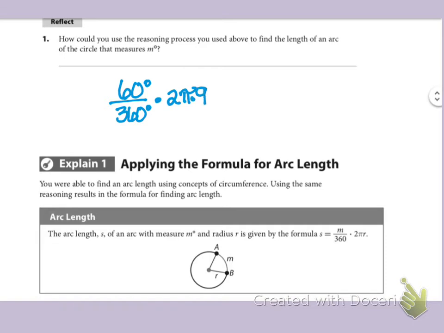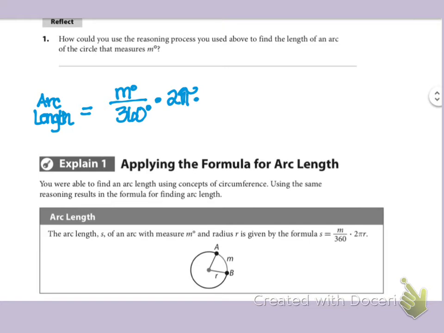But if we wanted to generalize this for any circle and any arc, which is what we were trying to find, the measure of an arc, right? Well, we're calling this arc length, not arc measure. Arc measure was in degrees, but for the actual arc length, we could generalize by saying we don't know exactly what the measure of the particular arc might be, so let's call that m degrees. And we may not know the specific radius of that circle, so maybe we'd just call that r.